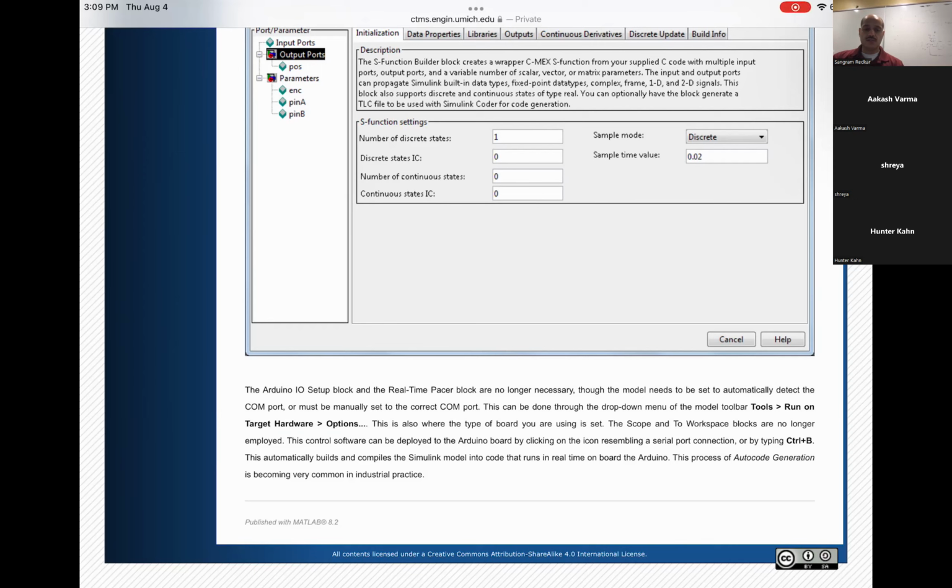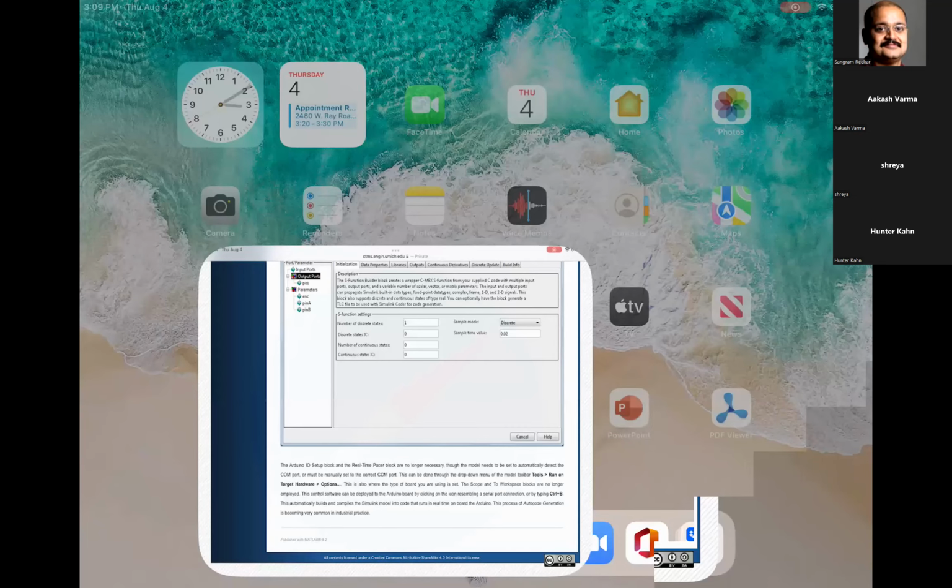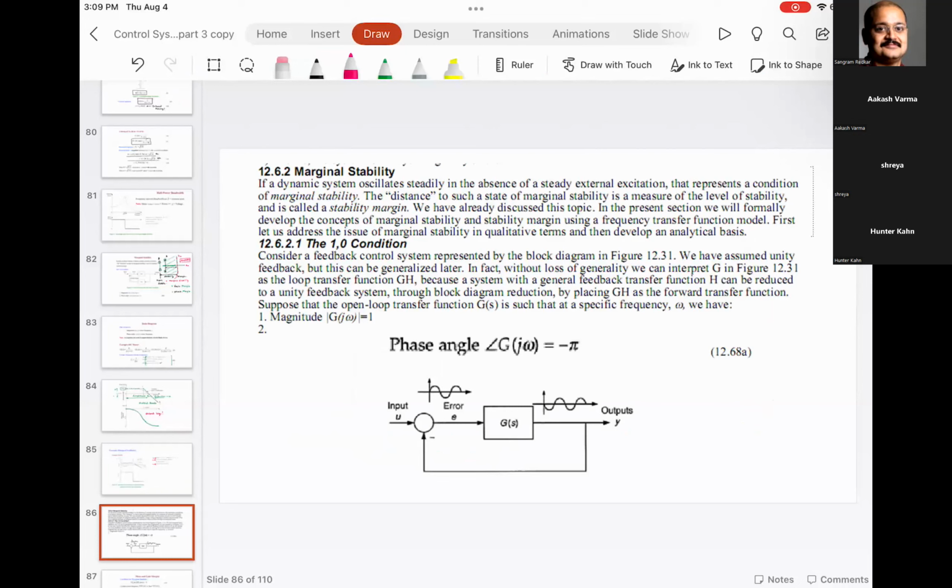Okay. Now what I'm going to do is continue to the next part. The next topic, again super critical, is marginal stability. Marginal stability means the eigenvalues are on the imaginary axis. Sometimes you want to increase the stability margin. That way you push the poles onto the left-hand side, which means making their real parts more and more negative. Now, sometimes you encounter something called the 1-0 condition. This 1-0 condition is kind of interesting.